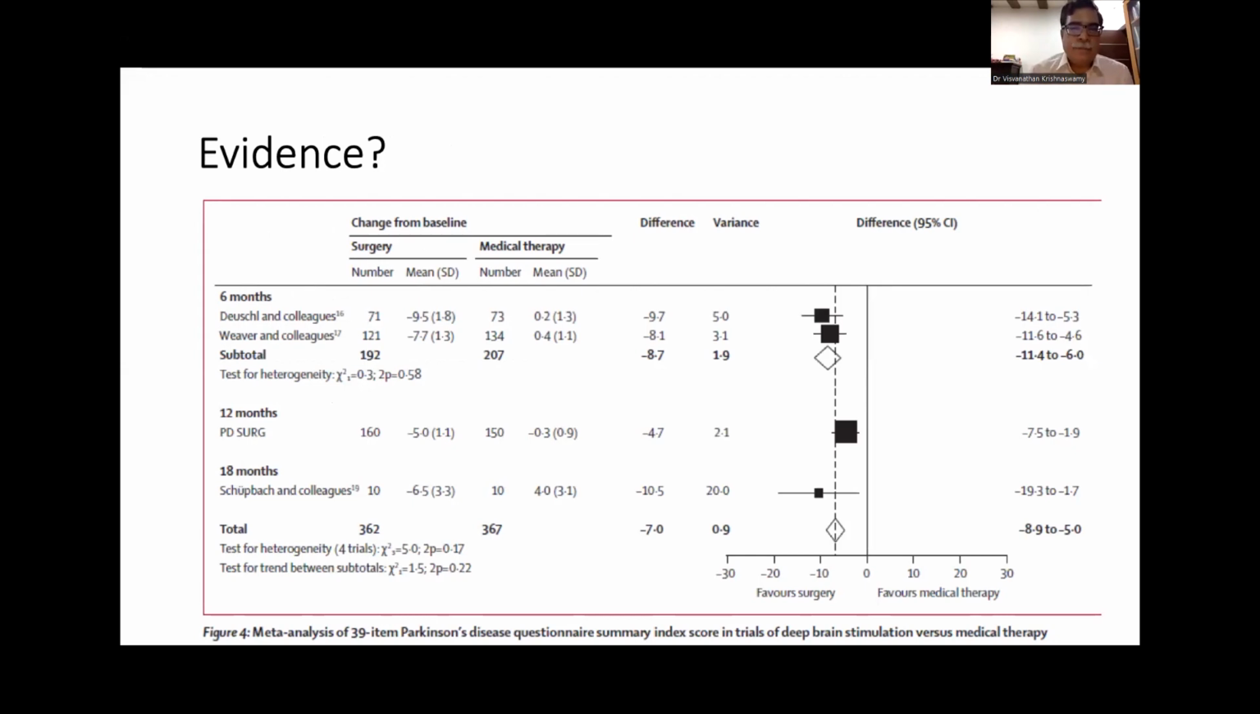Now let's see whether all of this effort to go through with such a long surgery is worth it. Now, this is a result of a meta-analysis depicted graphically, where various investigators have said that unequivocally surgery is beneficial for Parkinson's disease.